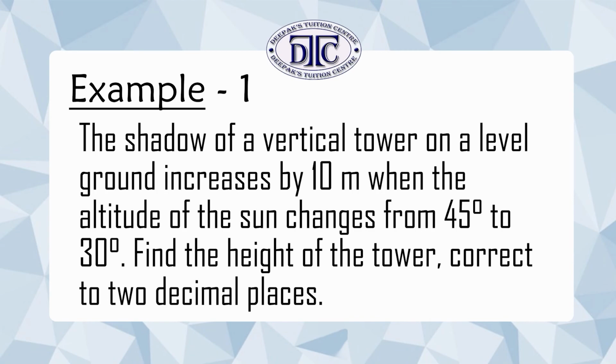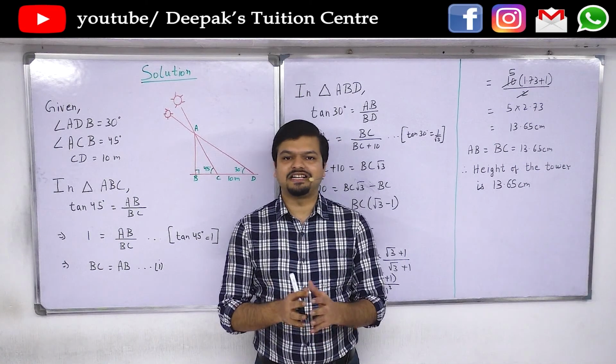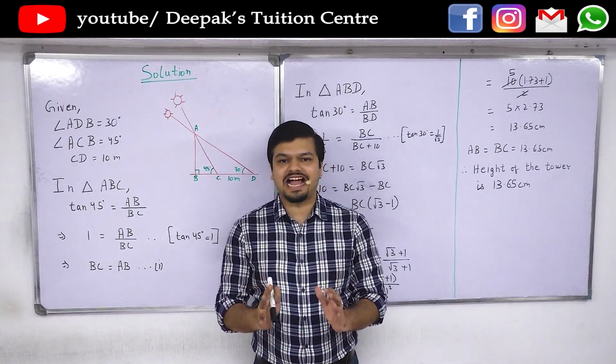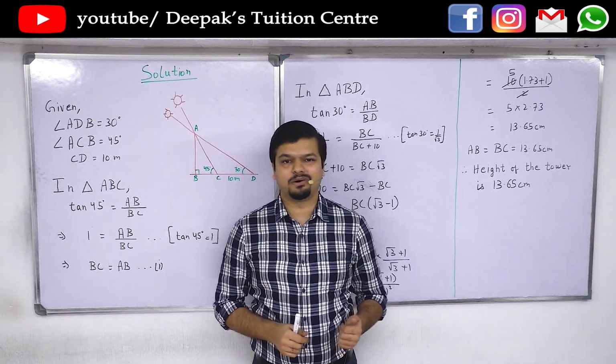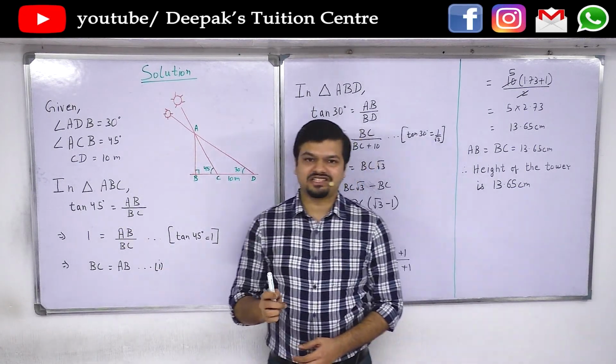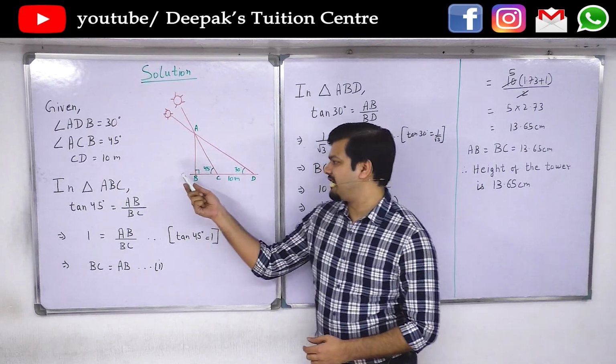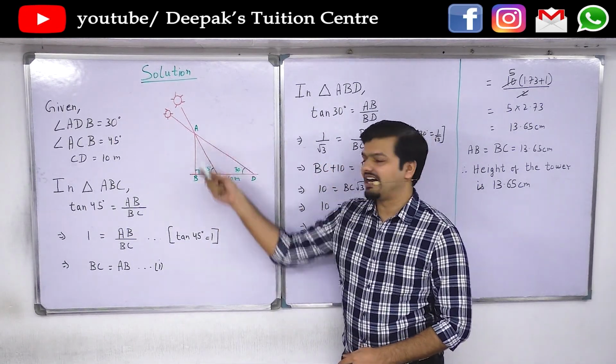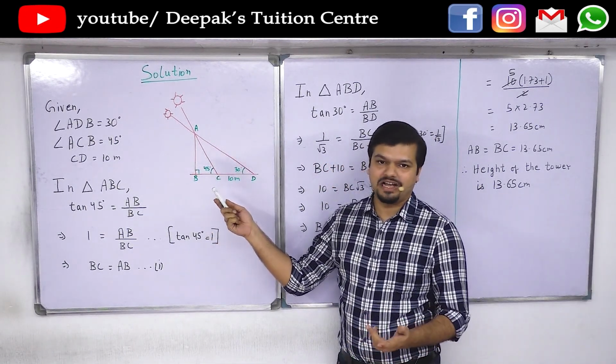Find the height of the tower correct to 2 decimal places. The most important task of the question is to draw the diagram correctly. If you are not able to do it, the answer will obviously not be right. So the question states that there is a tower. So we drew a horizontal plane and a tower AB is standing on it perpendicularly.